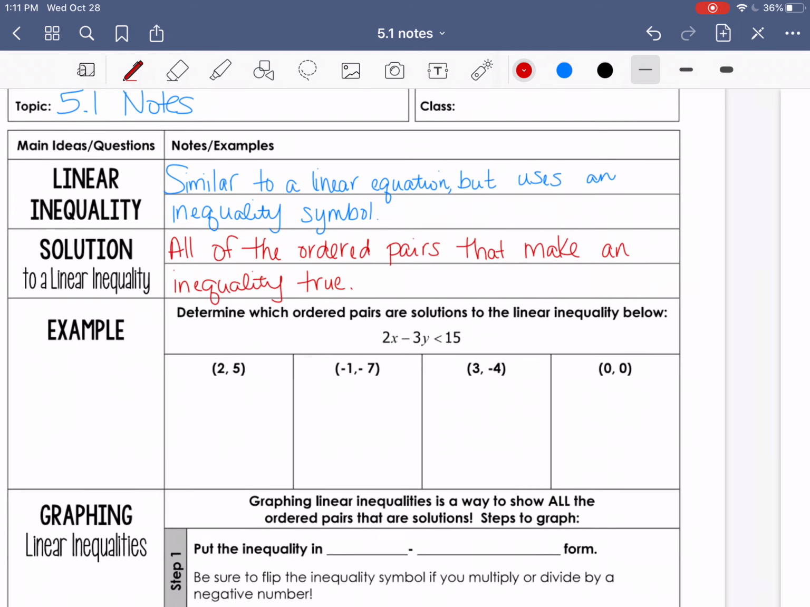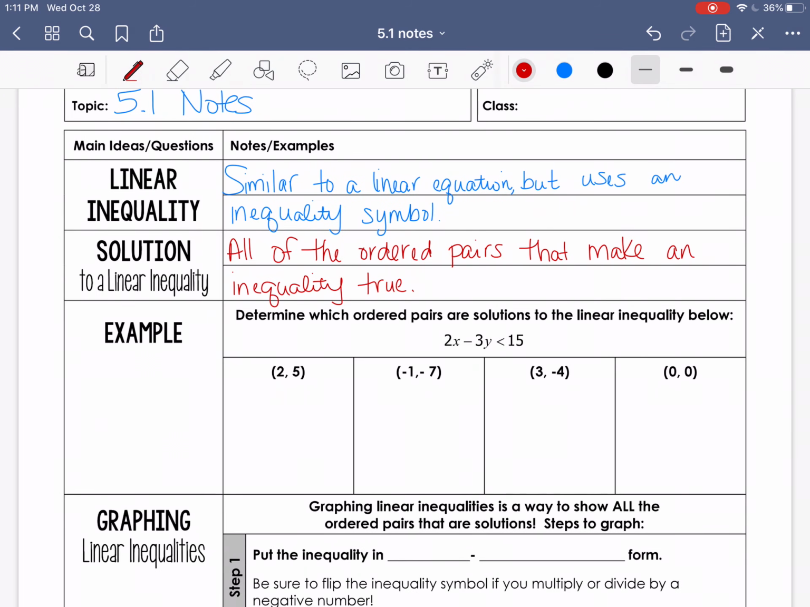5.1 is graphing linear inequalities. So we're going to piggyback on what we did last module, where we graphed lines. So that's the first statement that's here. It says, similar to a linear equation, a linear inequality is the same thing but uses an inequality symbol. And the solution to a linear inequality is all of the ordered pairs that make it true.